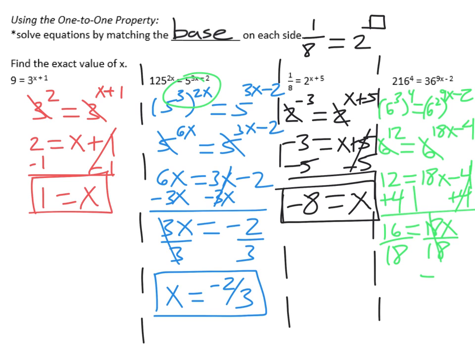Divide both sides by 18. I am going to get picky with you and simplify that because I can. 16 and 18 are both divisible by 2. So we would get 8 over 9. And there you have it. We're solving with the one-to-one property by getting the same base on each side.